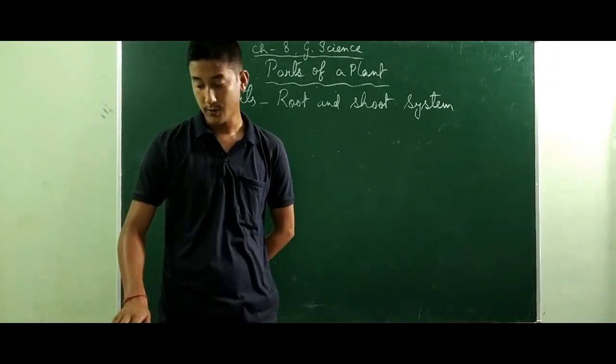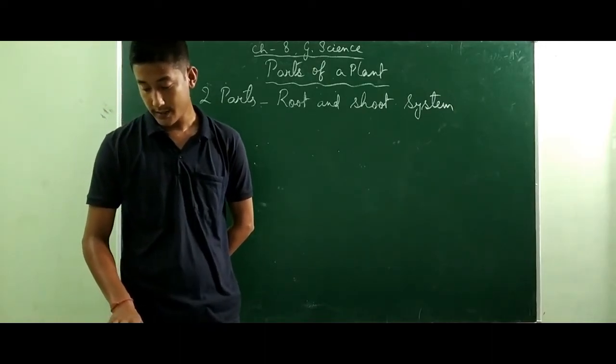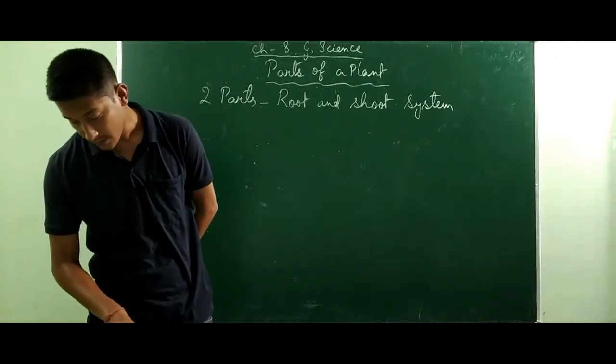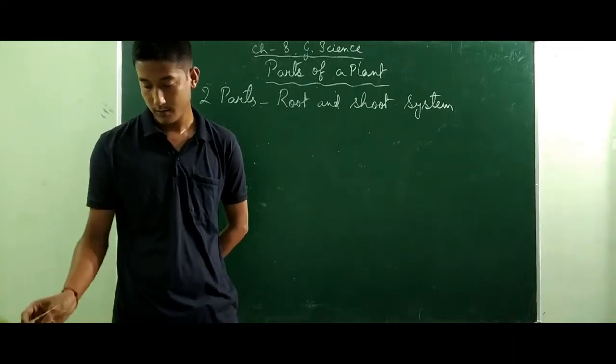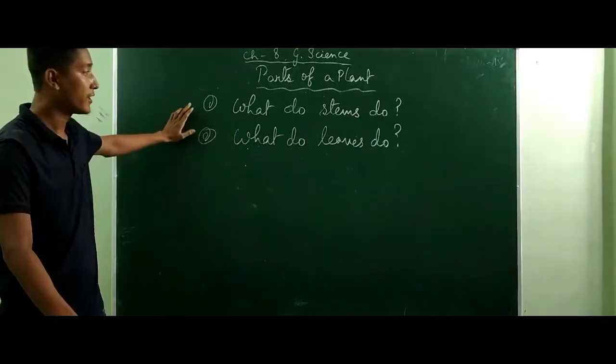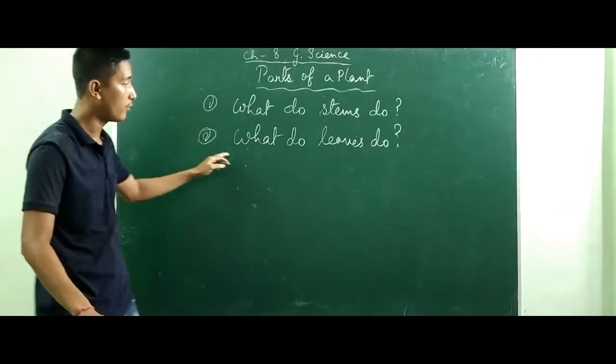Next is the stem. The main part of the shoot is the stem. Some stems are soft and some are hard. Trees such as banyan and mango have a hard and strong stem. It is called a trunk. Here we can see two points. Number 1 is what do stems do, and number 2, what do the leaves do.